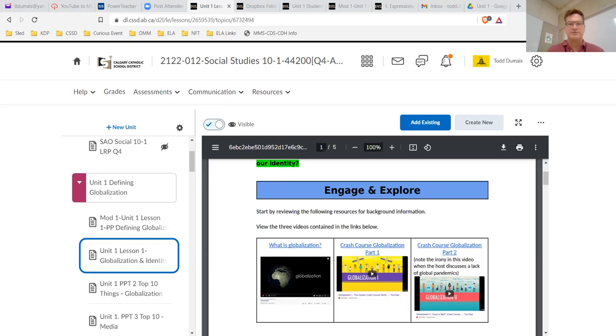Two chats. Well, how do I even highlight it? Once you download it, you can just highlight it with a highlighter. Does that make sense? Okay, good. Hopefully that made sense.